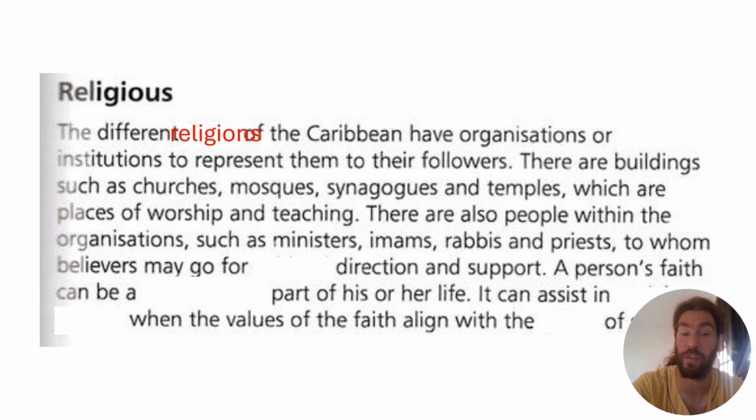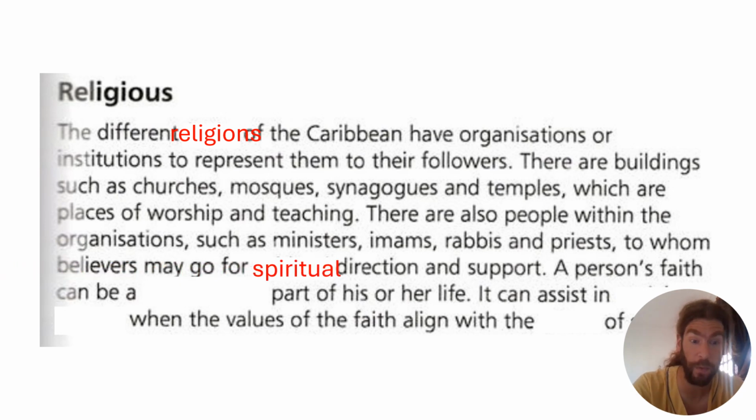There are buildings such as churches, mosques, churches of Christians, mosques of Muslims, synagogues of Jewish people, and temples of, for instance, Buddhists or Hindu people, which are places of worship, prayer, and teaching. Yeah, those are places in which followers, learners get taught about their religion or worldview.